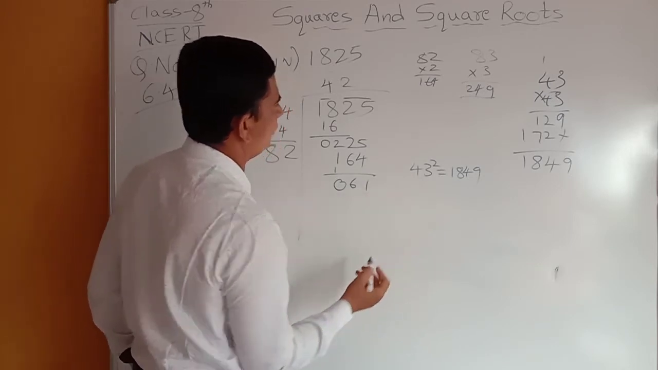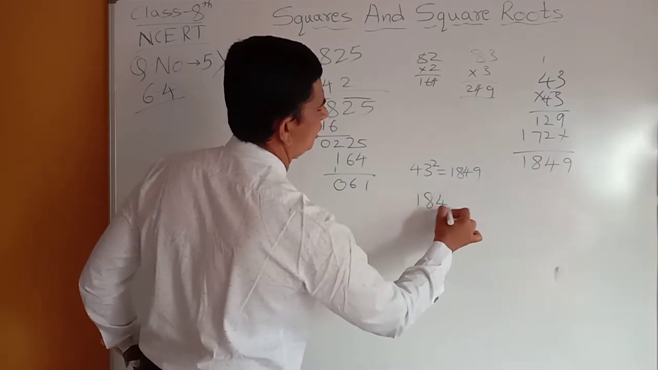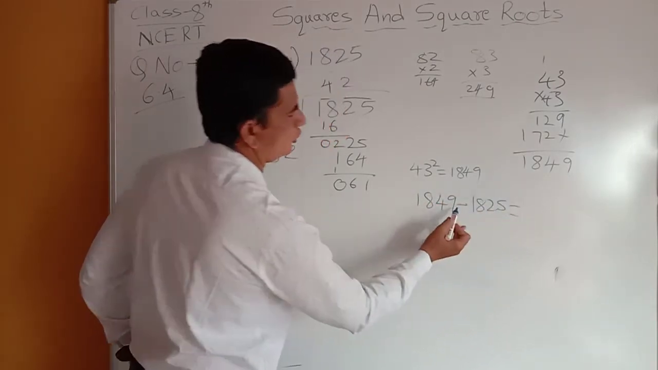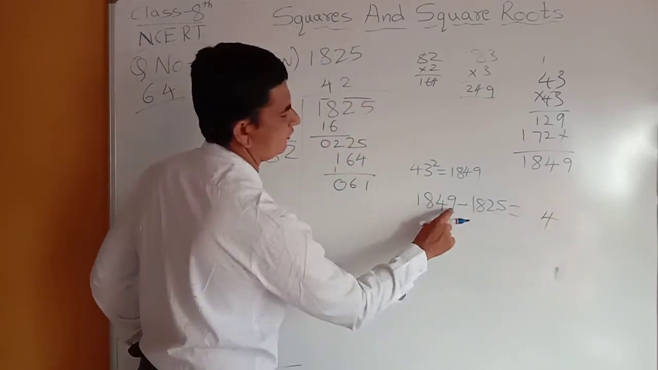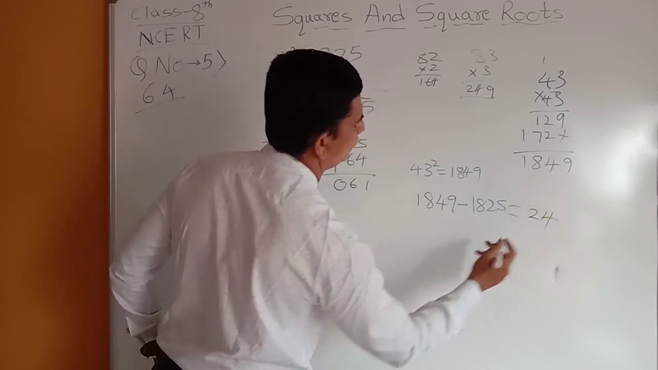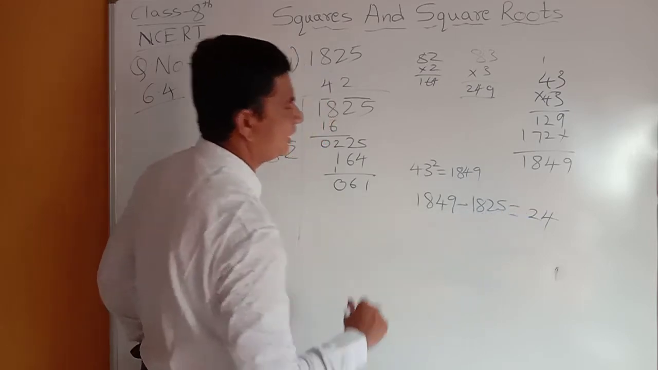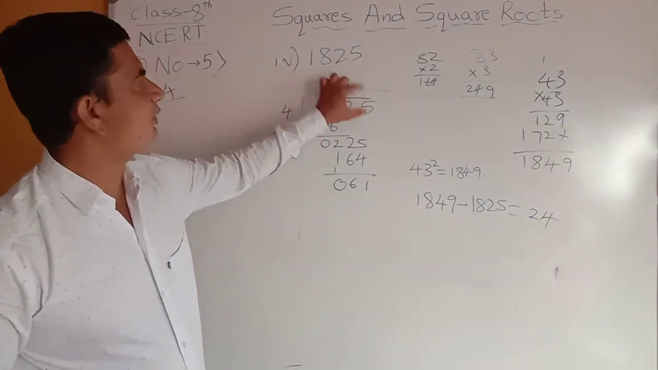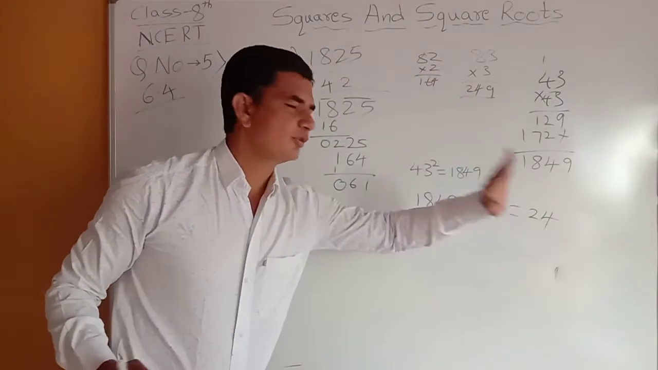Now what can we do? We have to subtract this number from the 1849. So 9 minus 5 becomes 4. 9 minus 5, 4. 4 minus 2, 2. 8 minus 8, 0. 1 minus 1, 0. So what is the answer? 24 is the answer. Means to make 1825 a perfect square, we have to add 24.